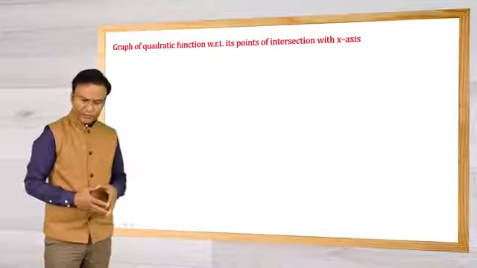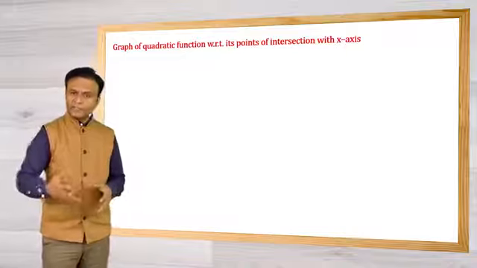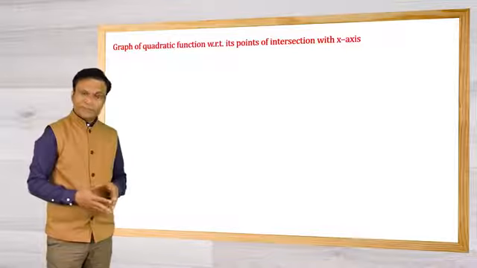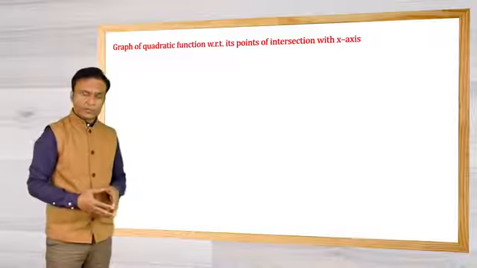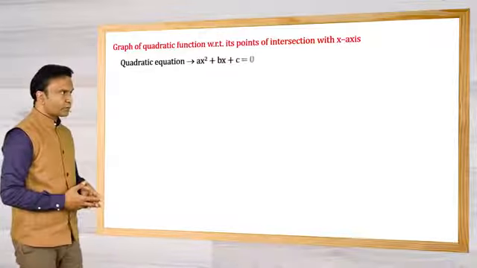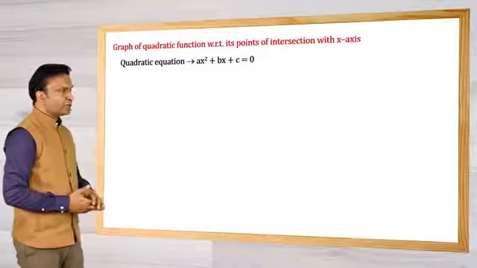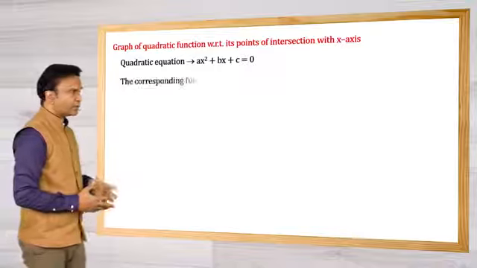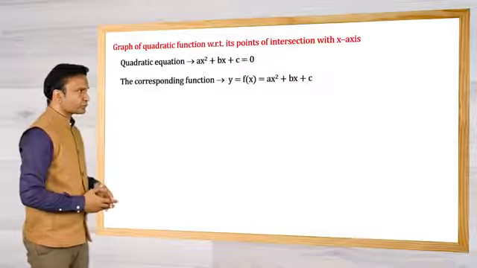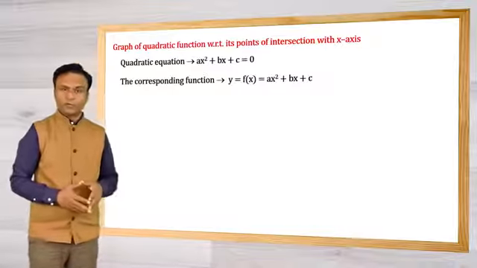From the discussion so far, we understood how to draw the graph of any quadratic function. Let's extend this study. Consider the general quadratic equation ax² + bx + c = 0. So we have the corresponding function y = f(x) = this. We want to draw the graph of this function. Let's start with the value of a.